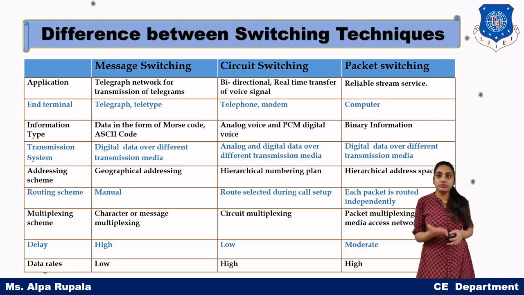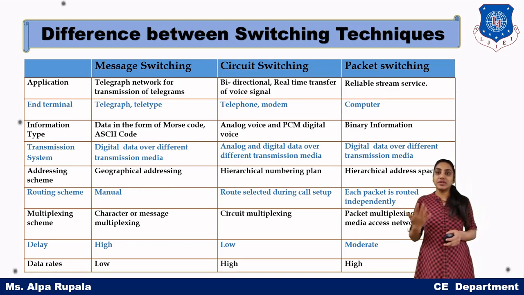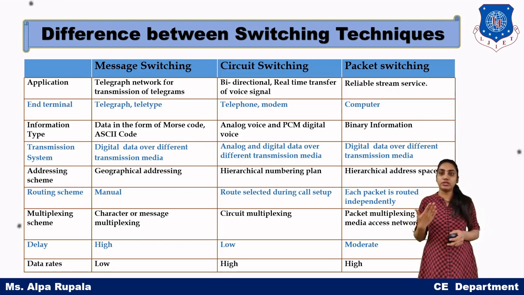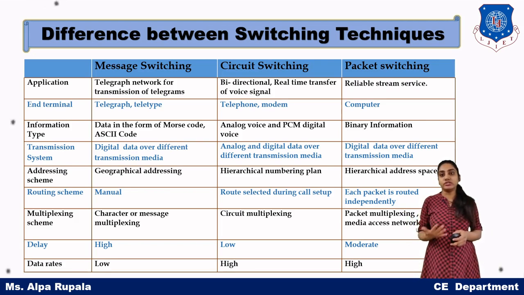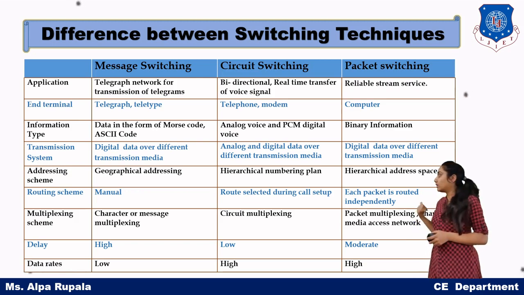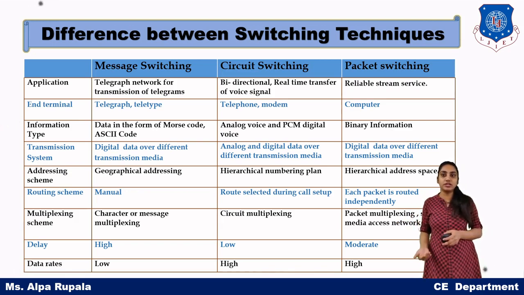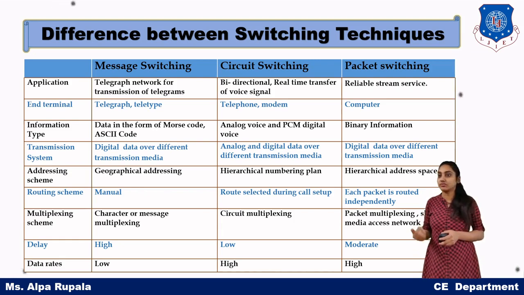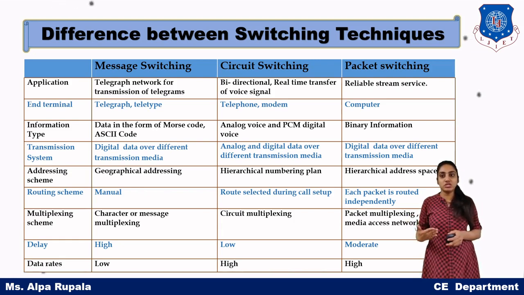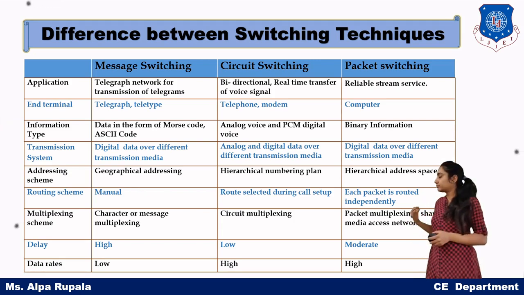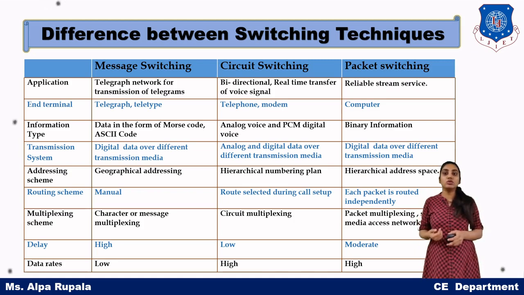Routing scheme: in message switching, it is very manual. In circuit switching, the route is selected during the transmission setup, and in packet switching, each individual packet finds its own route. Now the multiplexing technique: message multiplexing in message switching, circuit multiplexing in circuit switching, and packet multiplexing in packet switching. Delay in data transfer: very high delay in message switching, low in circuit switching, and moderate in packet switching. Data rate: low in message switching, high in circuit switching, and moderate or even high in packet switching.